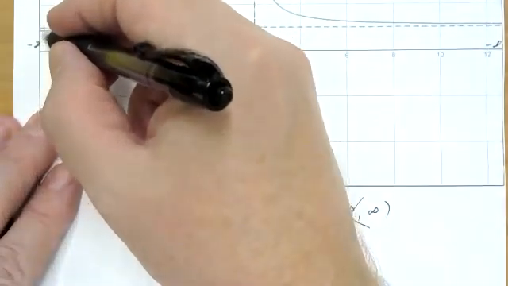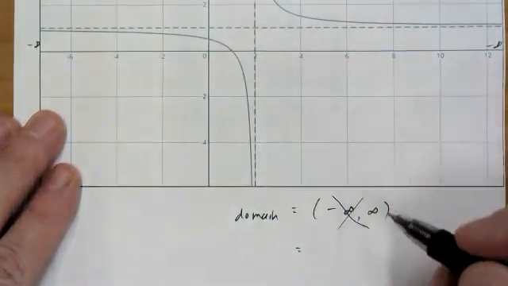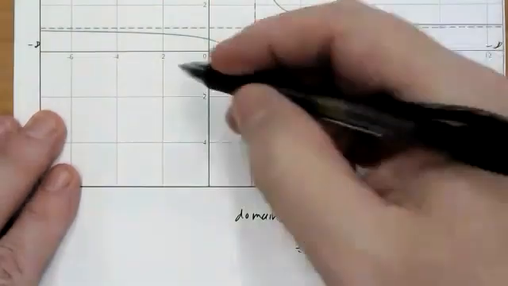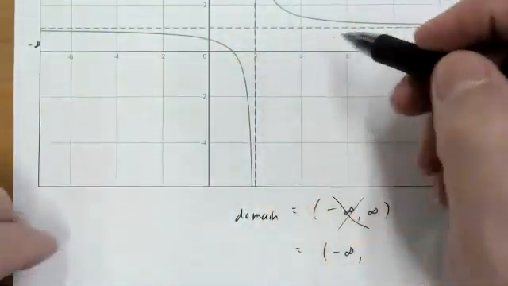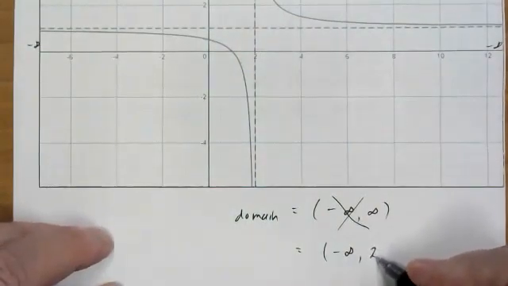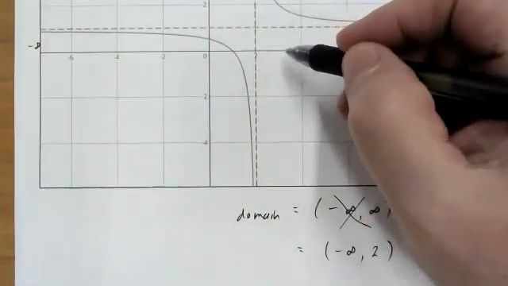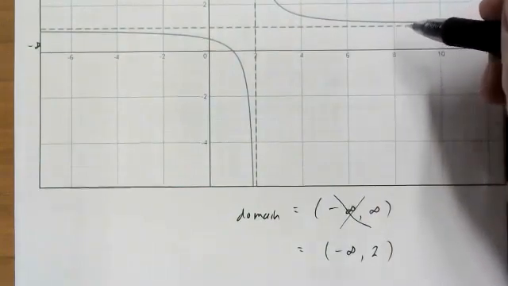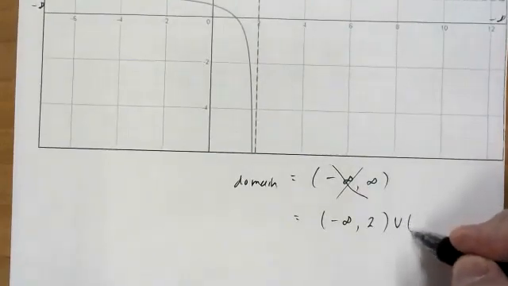The first interval starts at negative infinity, and it goes all the way to 2. It never quite gets there, but it's getting very close to 2, but never quite gets there. But then you have to jump over x equals 2, just that one number. That's all you have to exclude. In this case, I'll put a union.